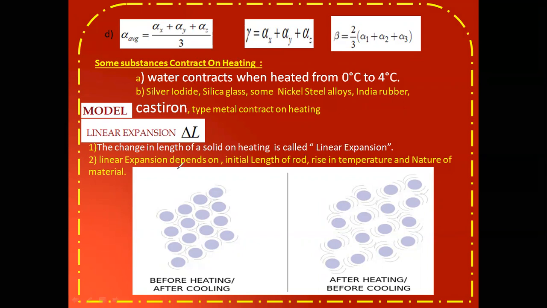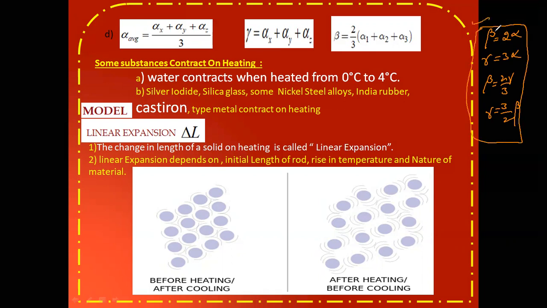These are all things already known to you. Whereas in the case of isotropic solids, we know the relations: beta is equal to 2 alpha, gamma is equal to 3 alpha, or in terms of gamma, beta is equal to 2 by 3 into gamma, that is, gamma is equal to 3 by 2 into beta. All these formulae we can use for isotropic solids. These are the relations we need to remember.